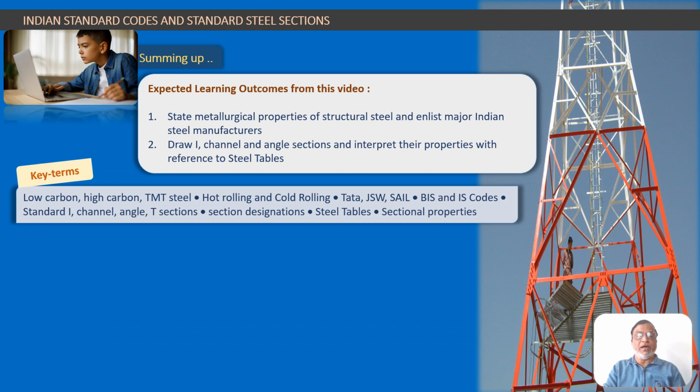So friends, here we come to the end of this video titled Indian Standard Course and Standard Steel Sections. The expected learning outcomes from this video were: first, state metallurgical properties of structural steel and enlist major Indian steel manufacturers. Second was draw I, channel and angle sections and interpret their properties with reference to steel tables. I hope you are able to actually do all these things which were expected as outcomes.